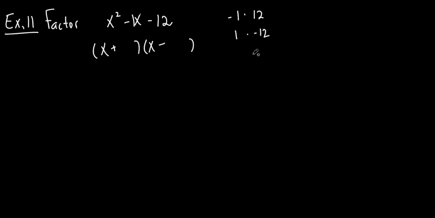What's the next number I'm going to try? I tried 1. Let's try 2. 2 times what? 2 times 6. But again, one's got to be negative, one's got to be positive, correct? So let's make that one negative, that one positive. And then let's try it this way. When I add those up, do I get a negative 1? No. Negative 2 plus 6 is what? 4. That's not a negative 1. 2 plus negative 6 is negative 4.